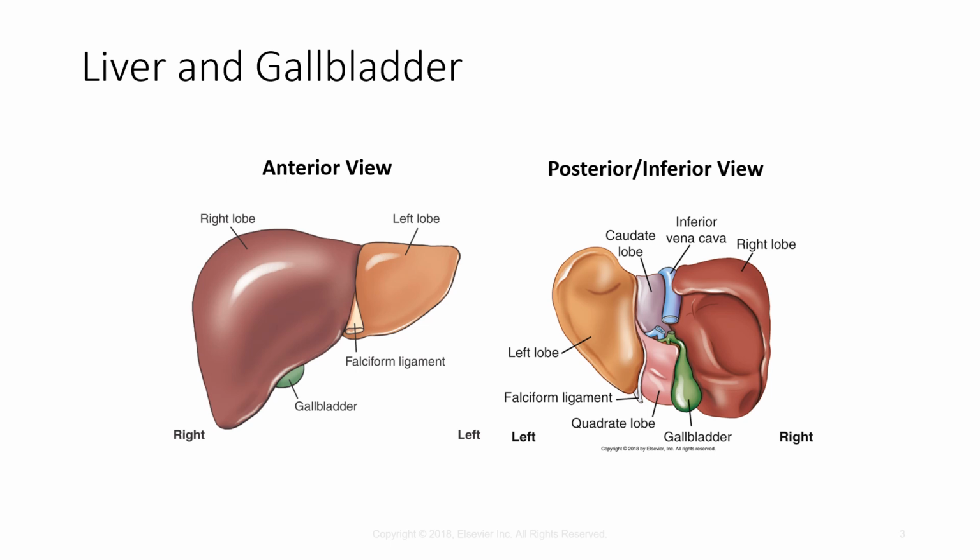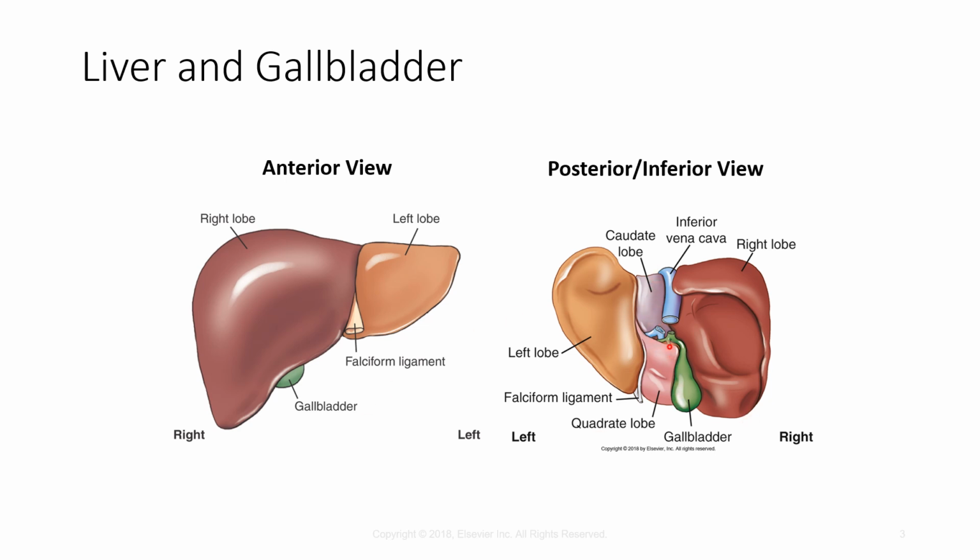Figures 12.2 and 12.4 are represented here. This is 12.2, this is 12.4, and this is showing the 4 lobes of the liver. So the liver has 2 lobes that you see from the front, which are the right and the left, and the falciform ligament is what separates the right lobe of the liver from the left lobe. If you were to look at the backside or the inferior view of the liver, you would also see the other 2 lobes, which are the quadrate lobe and the caudate lobe.